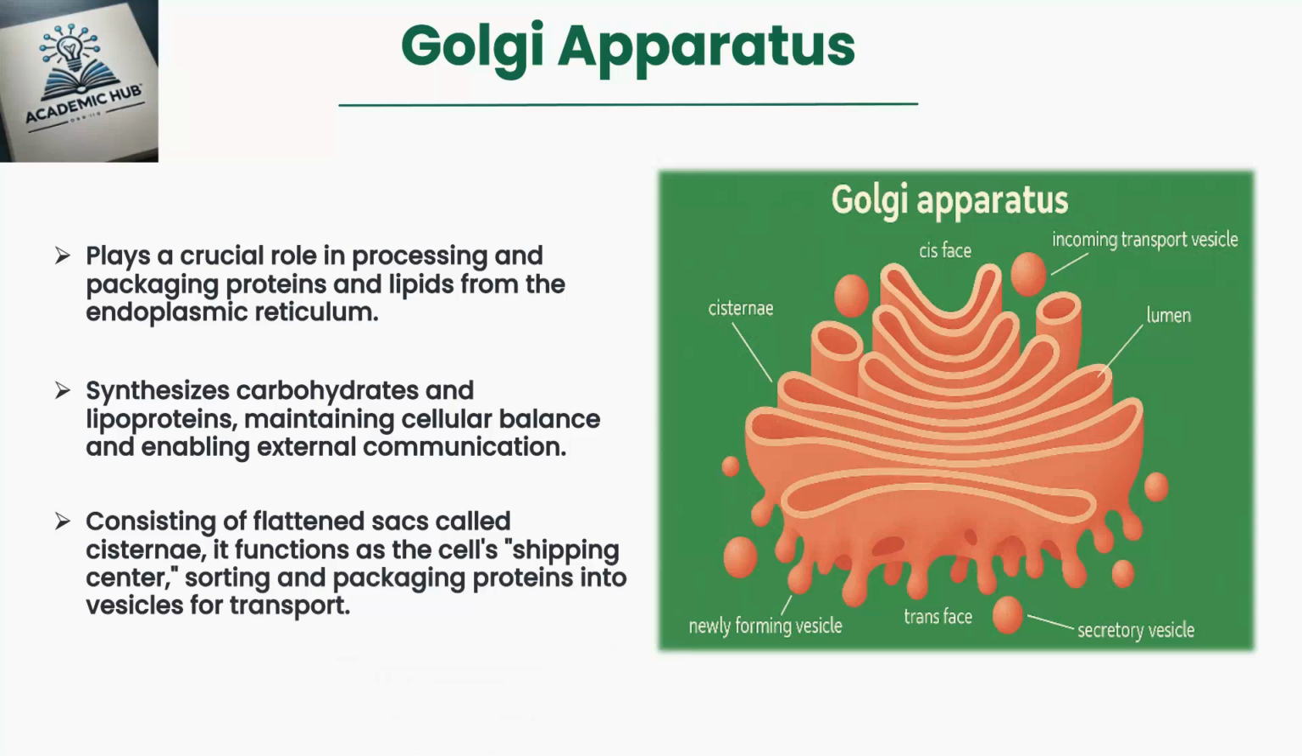Now the next point which we will discuss is the Golgi apparatus and protein processing. Proteins produced in the rough endoplasmic reticulum are not fully functional. The Golgi apparatus modifies and activates them before they are sent to their target location.